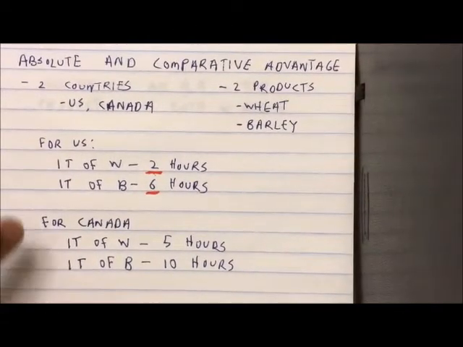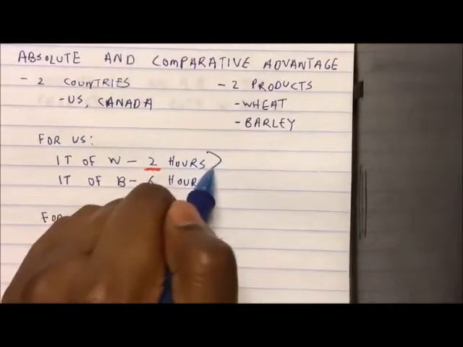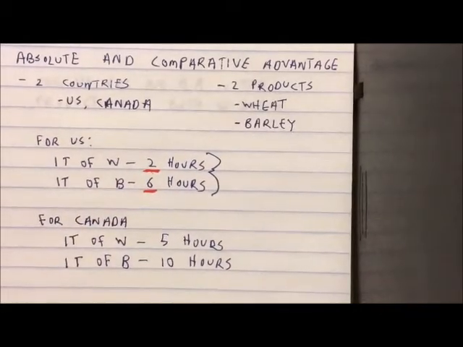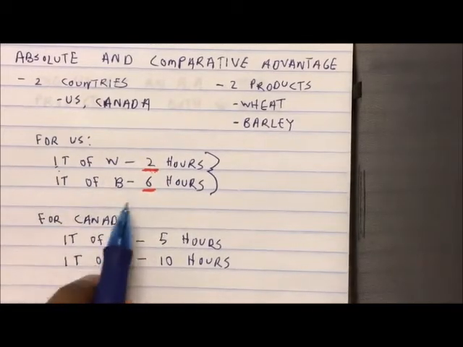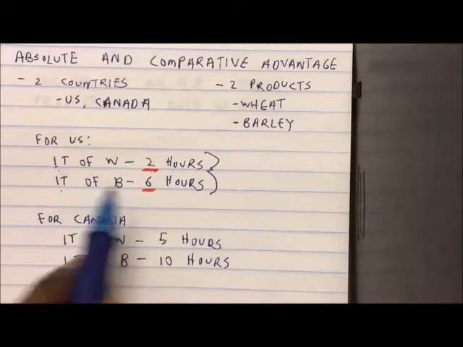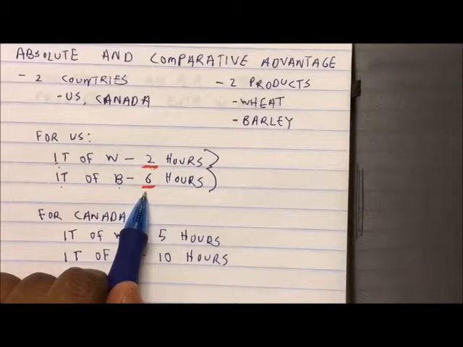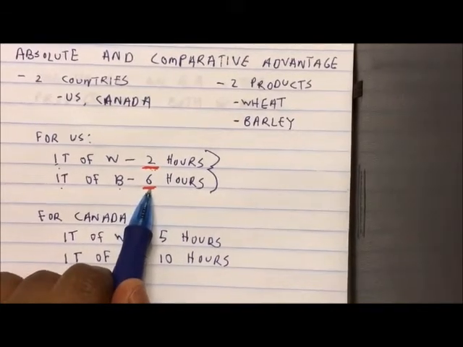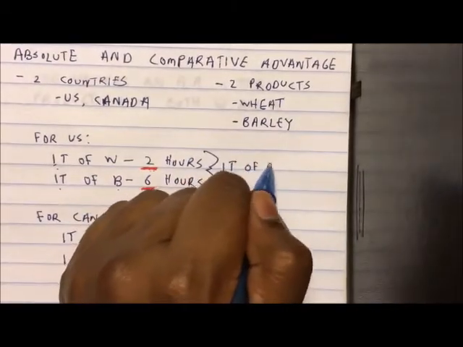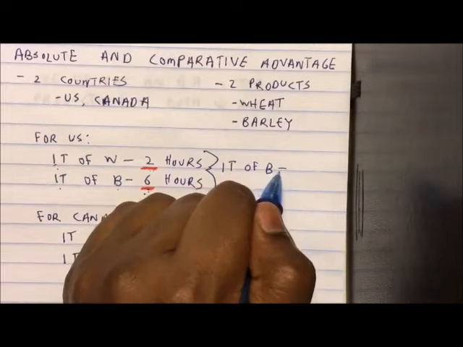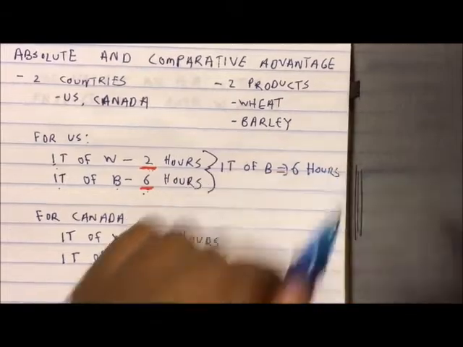So first we need to calculate the opportunity cost before we go for comparative advantage. Now let's look at this for the US. If the US needs 2 hours to produce 1 ton of wheat and 6 hours in order to produce 1 ton of barley, now let's think about what will happen if the US gives up the production of 1 ton of barley. If that happens, then the US frees up 6 hours. So 1 ton of barley frees up 6 hours. So it gives me 6 extra hours of time.